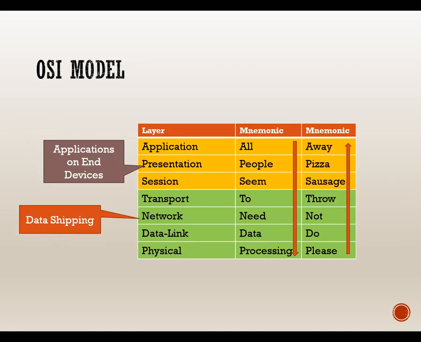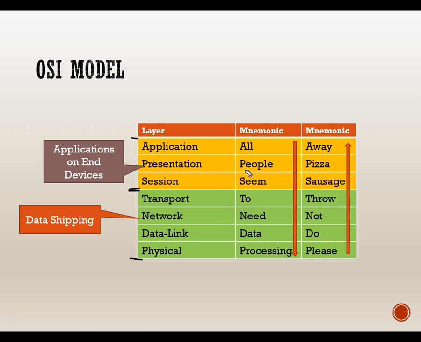The image here shows the layers of the OSI model: the application, and we're going to go through each of these individually. Presentation, session, and the applications on the end devices. Up here, the top 3 layers. The bottom 4 layers, transport, network, data link, and physical, are the data shipping. Those are the ones that we're going to be concerned with in our routers and switches.